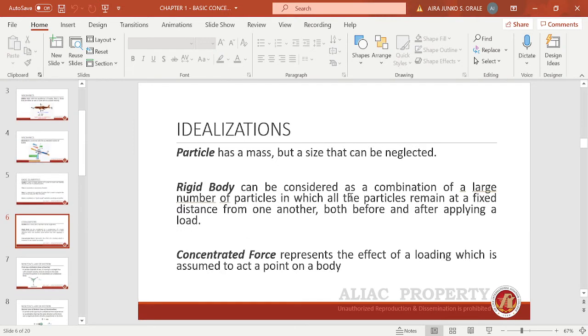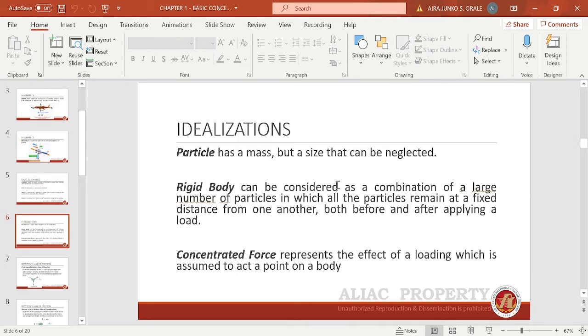So, idealizations. A particle has a mass, but its size can be neglected. Like cotton also has a mass, but it's not necessary that if the object or particle has a certain mass, its size will also be the same. Depending on the density of that particle, the sizes can be different. That's why the size can be neglected, but the particle will have mass.